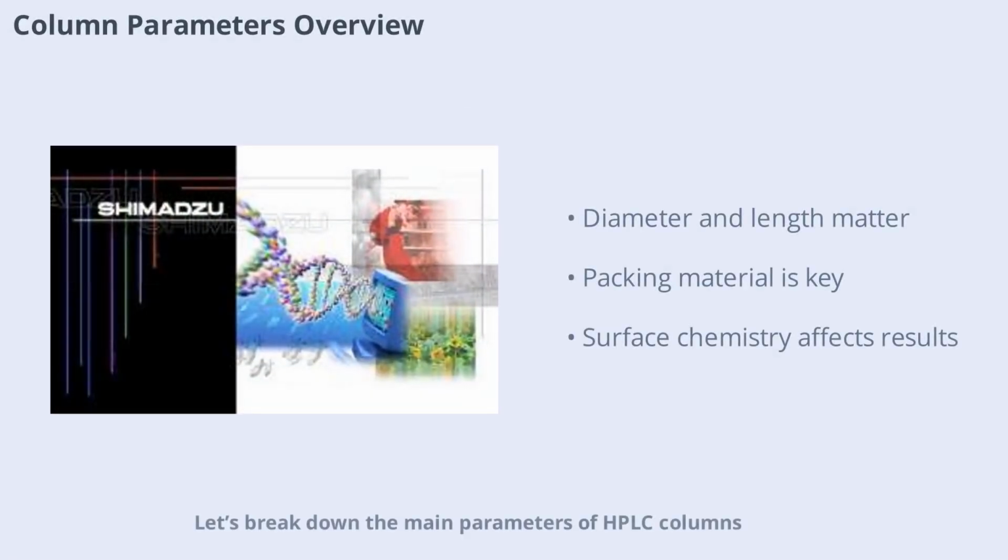Let's break down the main parameters of HPLC columns. The container itself has a specific diameter and length, and is made from materials chosen for durability and chemical compatibility. Inside, the packing materials are critical. They determine particle size, shape, surface area, carbon content, and the chemistry of bonding. Features like silanol content, end capping, and purity also play a role in how the column performs. Each of these parameters can be fine-tuned to suit different analytical needs, making column selection a key step in method development.